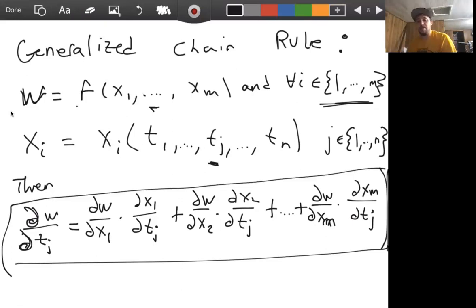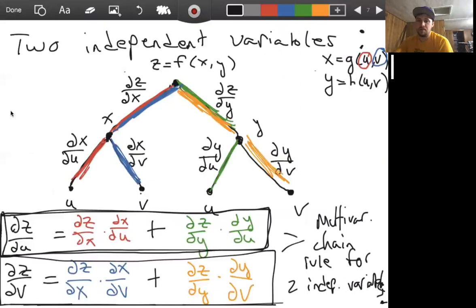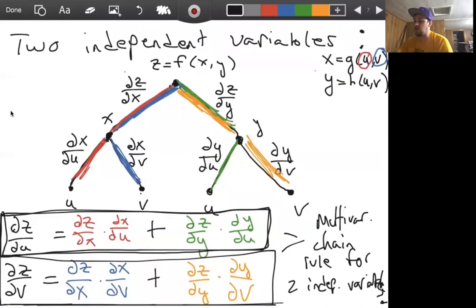And again, memorizing this formula for arbitrary numbers m and n is a lot worse than drawing a tree, right? And so we can recover the generalized chain rule by drawing trees, which is pretty cool. So the last thing I want to say here is I want to give some formulas on implicit differentiation.